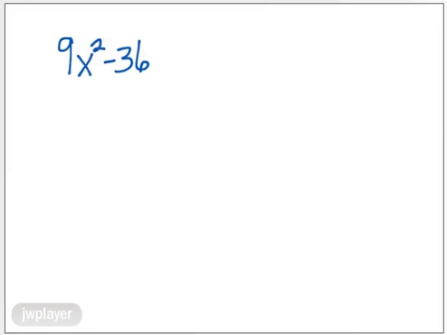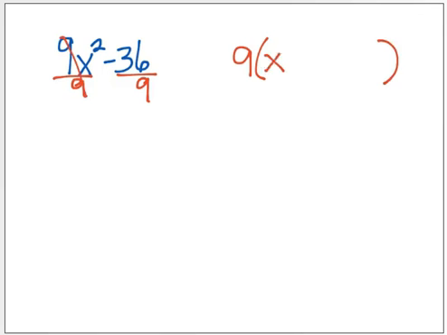Let's find our common factor. I believe our common factor is going to be 9. So if we divide both of these by 9, and remember the 9 doesn't disappear, it's just sitting here. 9 divided by 9, okay, that's x squared. And 36 divided by 9, that's 4.